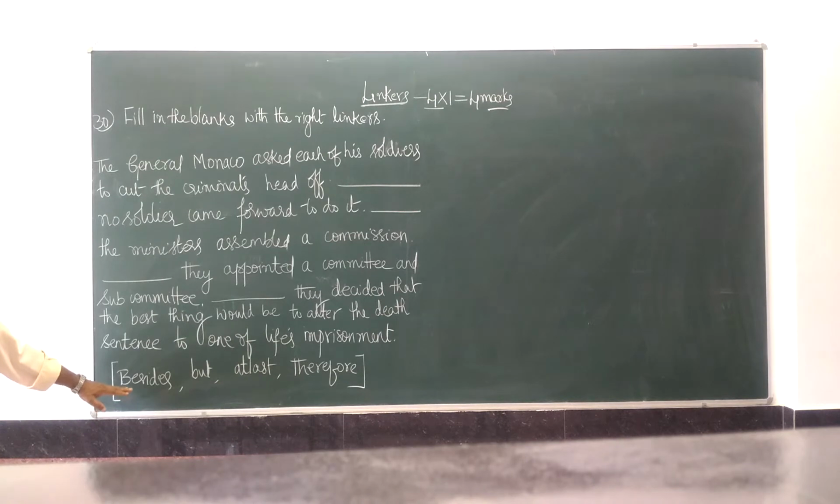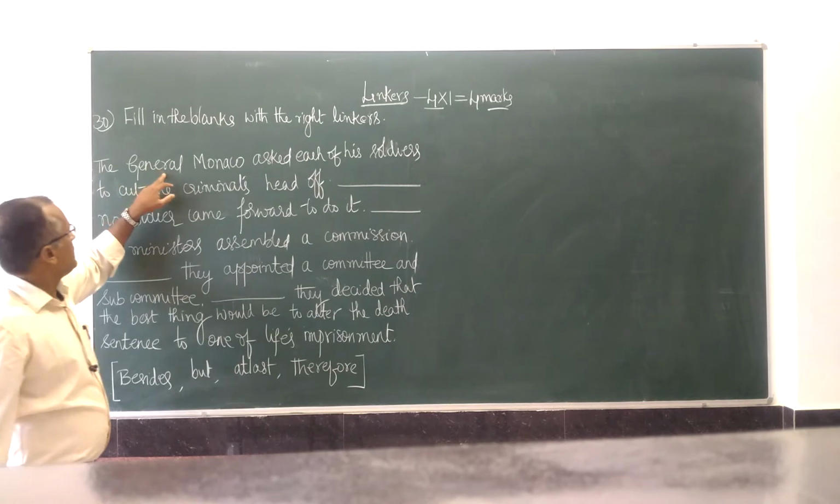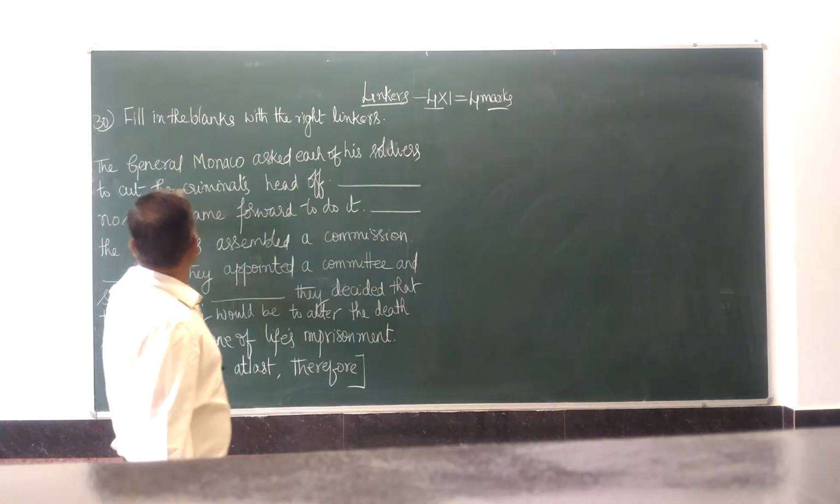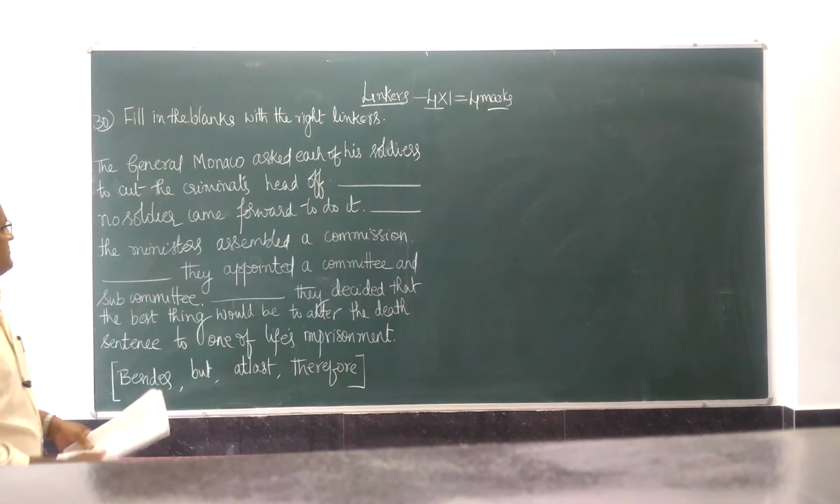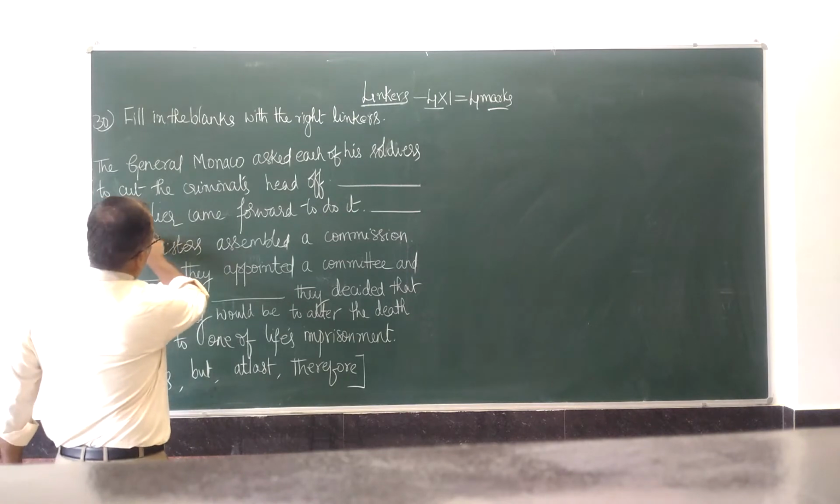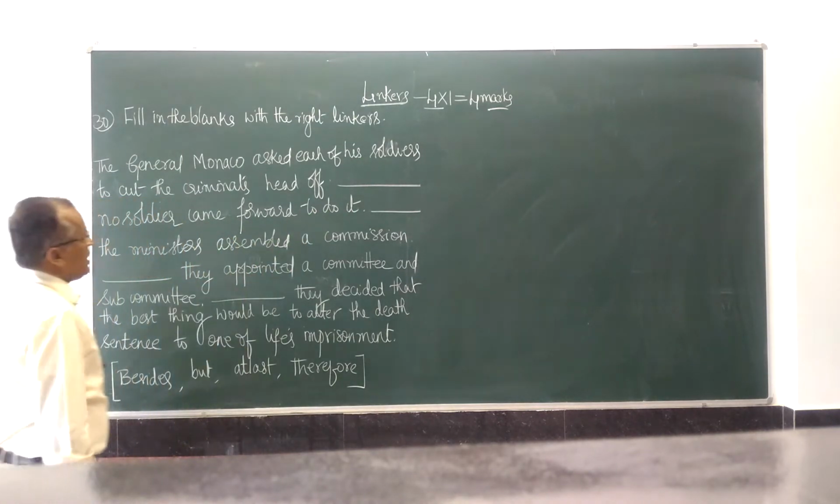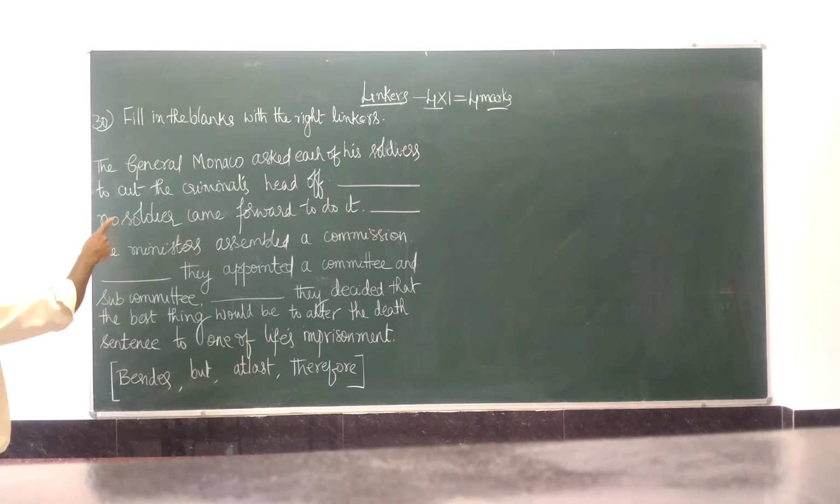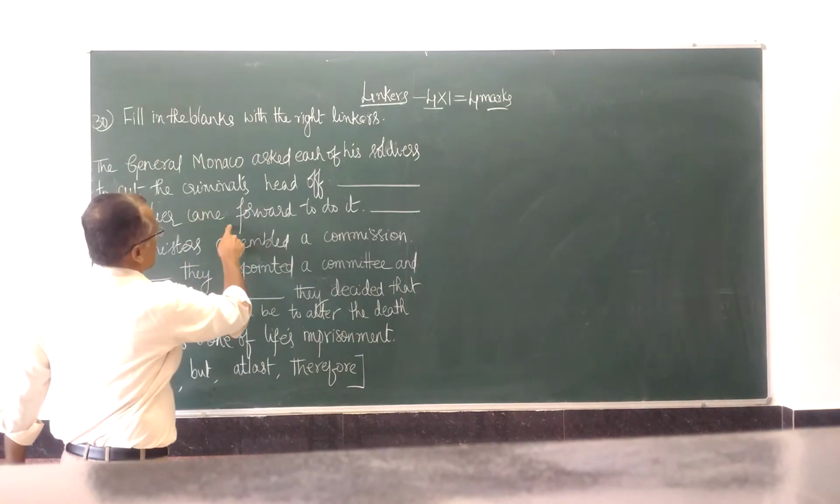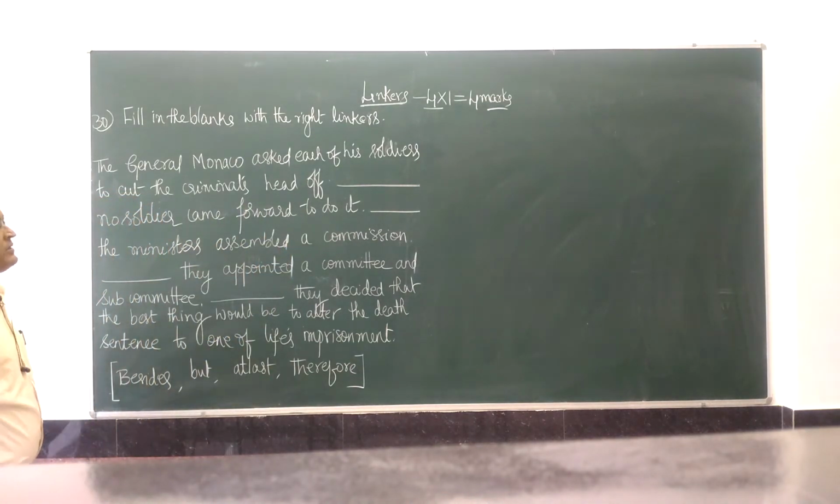So now, which one will go for the first blank? We have to understand. The General Monaco asked each of his soldiers to cut the criminal's head off. The next sentence is, no soldier came forward to do it. So which is the word which can link with the previous one? If you use besides, is it a suitable one? Besides, no soldier came forward to do it. It is not going with that. It is not going to be a correct meaning.